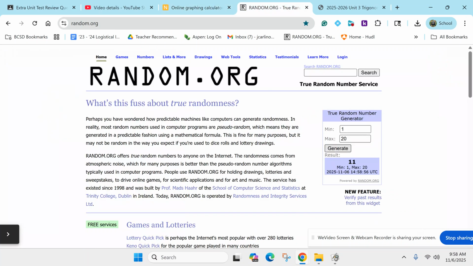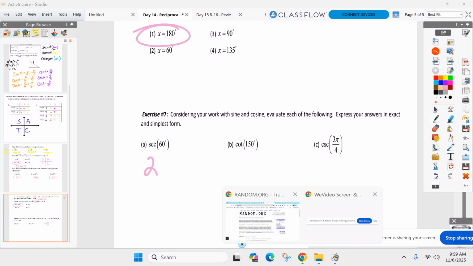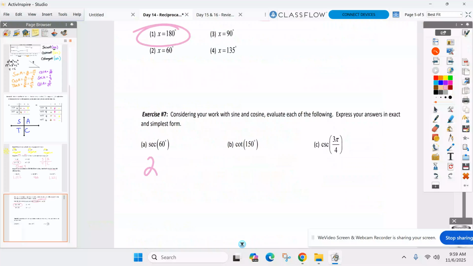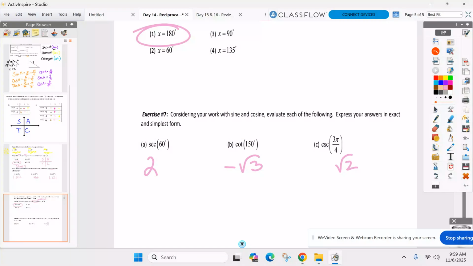Secant 60 there for me. Gabriella, what do you have? Secant 60? 2, good job. Cotangent 150. Samir? Negative radical 3. Cosecant 3 pi over 4. Now that's in radians, Henry? Radical 2. Good.